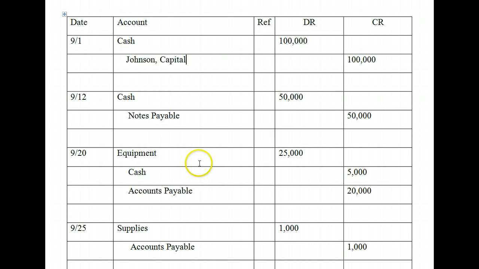All right. Hopefully this has helped you understand the rules of debits and credits and gave you a few examples to assist.